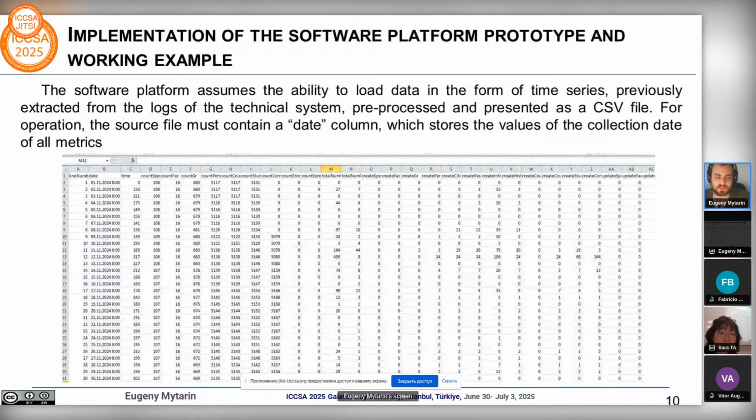Users start by uploading a CSV file containing time series data such as error logs. The file must include a date column for metric alignment. These steps ensure the data is ready for analysis and visualization.